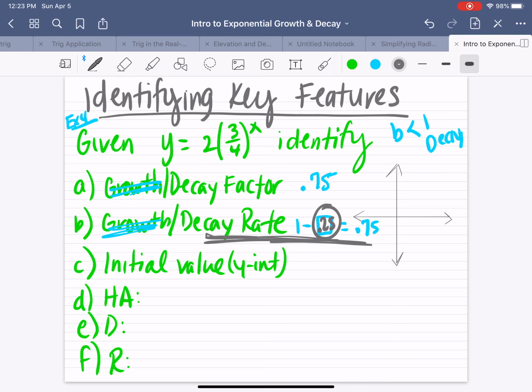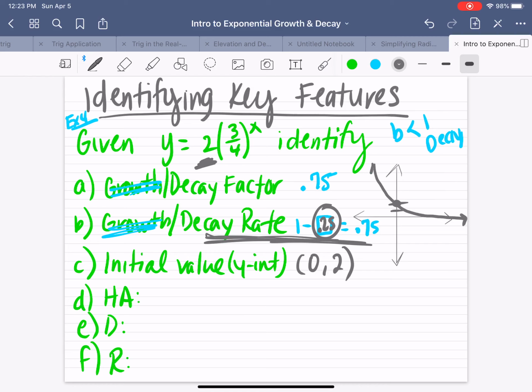Now, the initial value or the y-intercept. The initial value, or the a in this problem, is 2. So the graph will cross the y-axis at 2, so right here. Let's write it as an ordered pair, (0, 2). So it is an exponential decay problem.